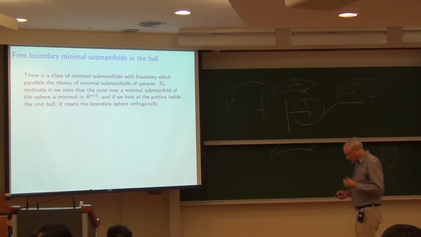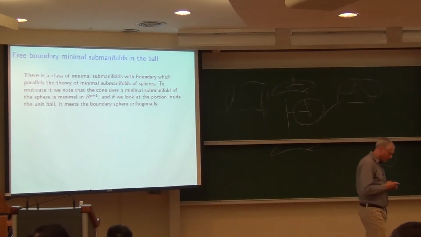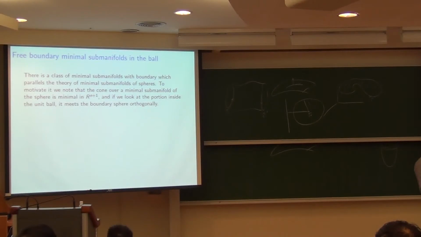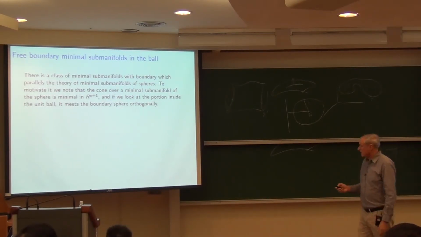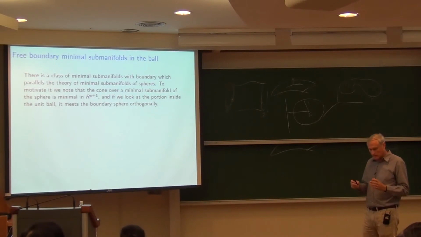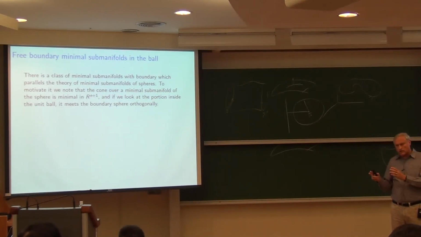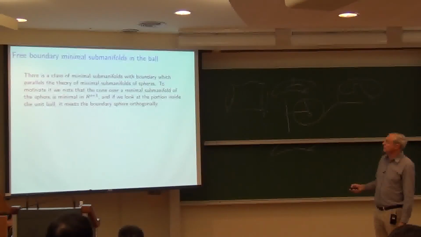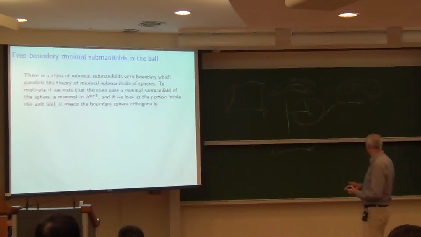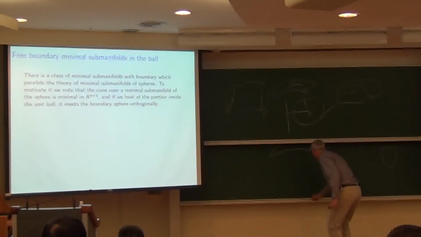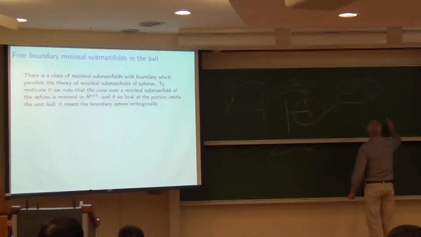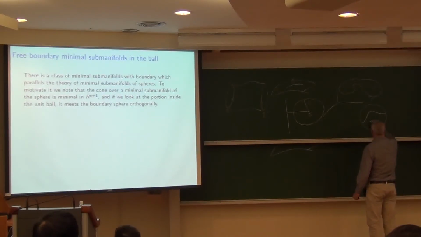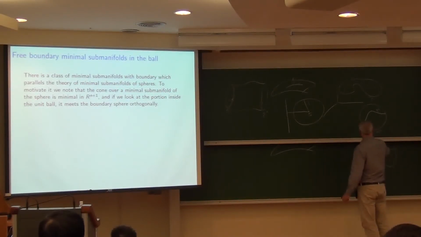Okay, and so now there's a class of minimal submanifolds which I'm going to talk about in much more detail in the third lecture. But these are minimal submanifolds with boundary, and they have an interesting parallel with minimal submanifolds in the sphere. These are what I'll call free boundary minimal submanifolds in the ball. Okay, so these are minimal surfaces in a ball which are proper, and they meet the boundary orthogonally. It's supposed to be in Rn, this is sigma k.